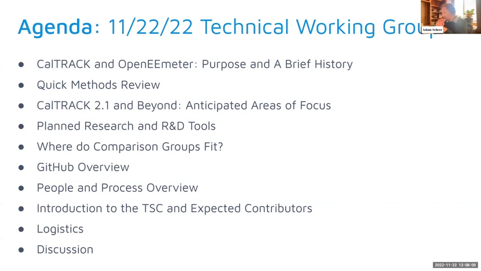And then we're going to hand the baton to Phil No, who is the Vice President of Engineering here at Recurve, and he's going to talk about GitHub and some of the procedural elements of GitHub and where GitHub is today and how you can use it to be part of this project. And then I'm going to give a brief people and process overview. Introduce you to some of the technical steering committee and expected contributors, and then we're going to end on logistics. And if we have some time, which would be awesome, we'll have a little space for discussion at the end.